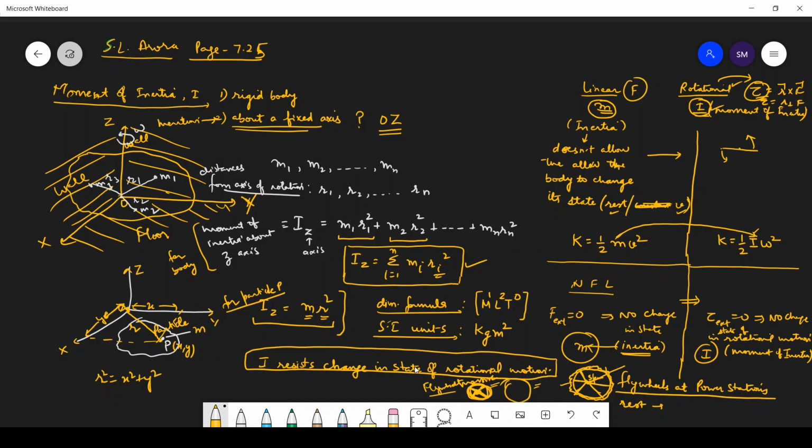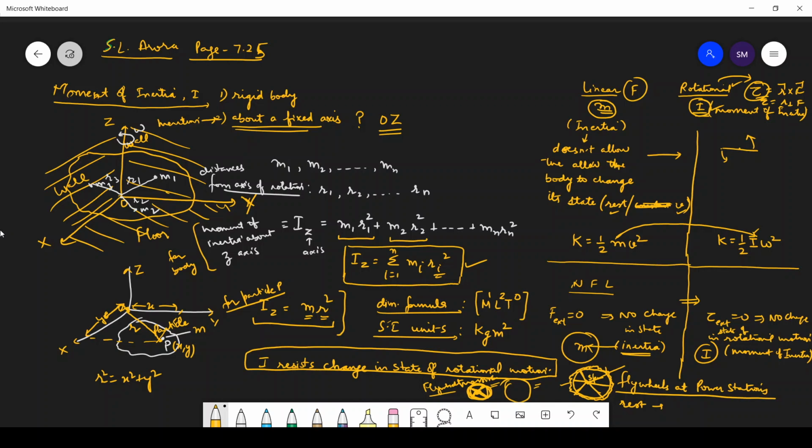So thus the moment of inertia of a body can be regarded as the moment of rotational inertia of the body. The moment of inertia of a body plays the same role in the rotational motion as the mass plays in linear motion. And that is why moment of inertia is called the rotational analog. So students, the word analog here: rotational analog of mass in a linear motion.